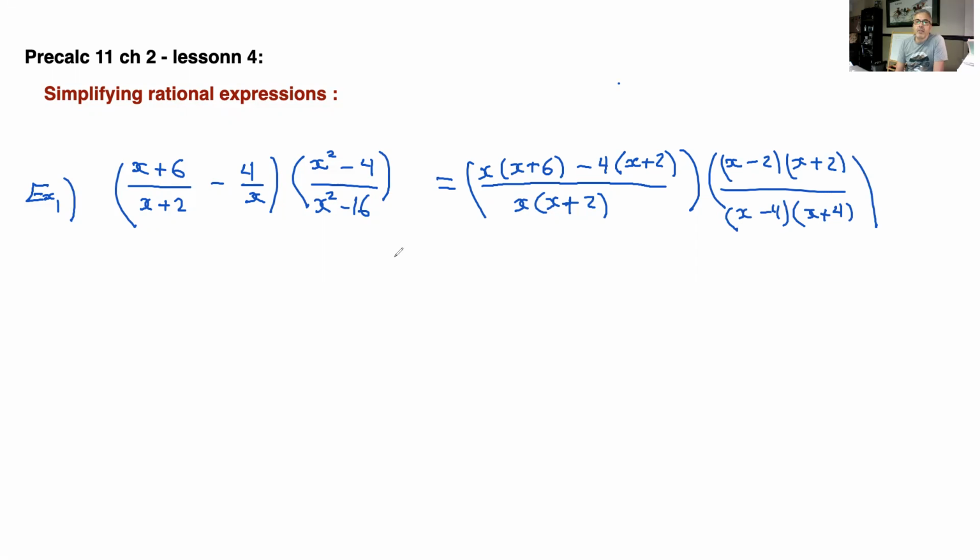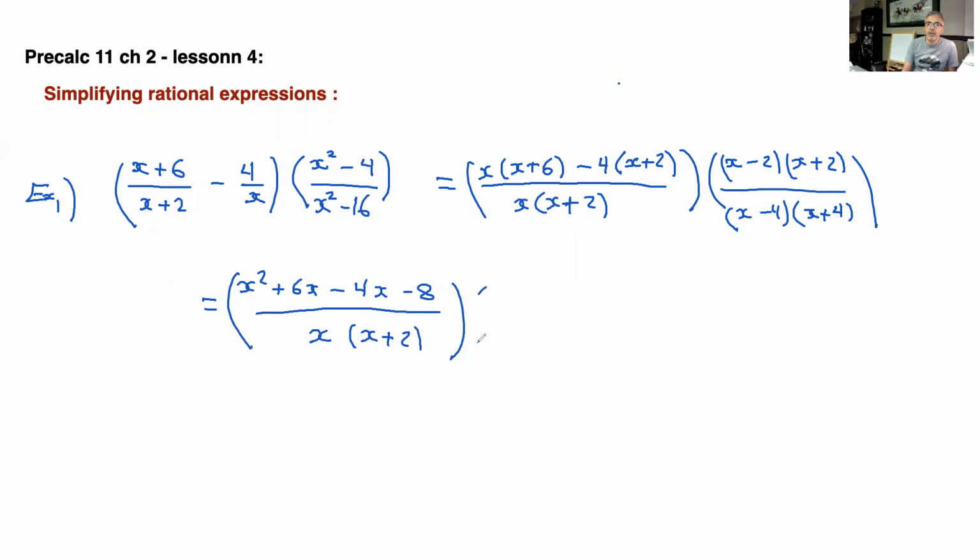I'm going to simplify this here. So just distribute the x there. So you get x squared plus 6x. And then I'm just going to distribute the negative 4 there. So that's negative 4x minus 8 all over x and x plus 2. Still this multiplied into this.